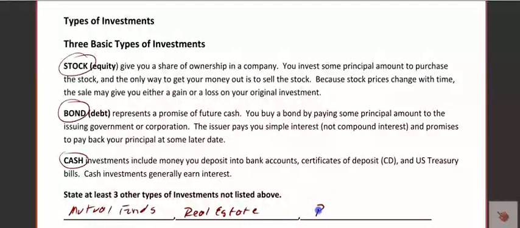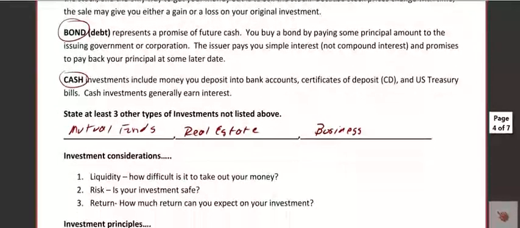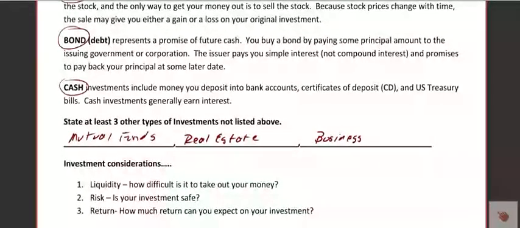You might invest in a business. So there are different ways to invest your money. Some things you want to keep in mind as you're investing would be liquidity. How difficult is it to take out your money? If you need money fast, then you want to make sure that your investment is liquid. The risk, is your investment safe? And the return, how much return can you expect on your investment?